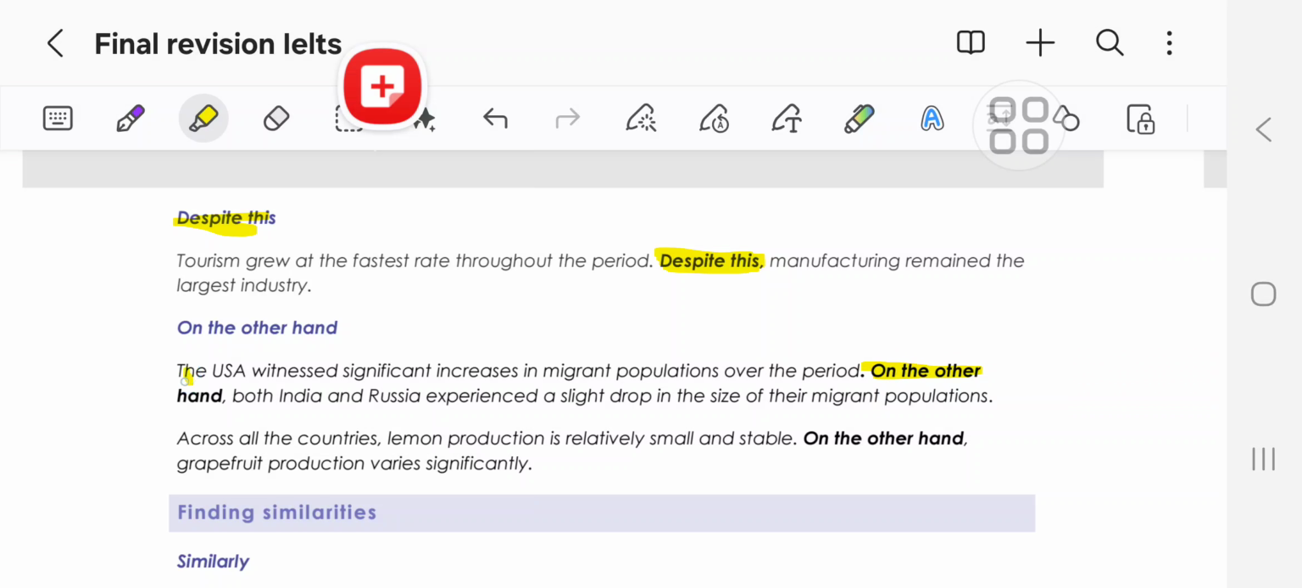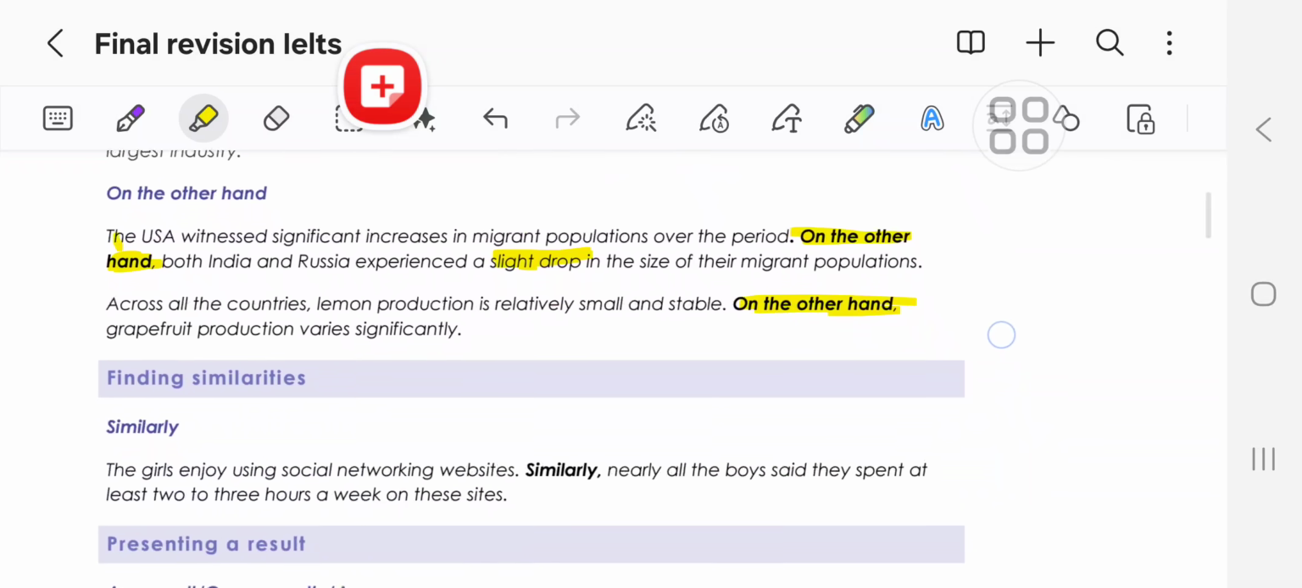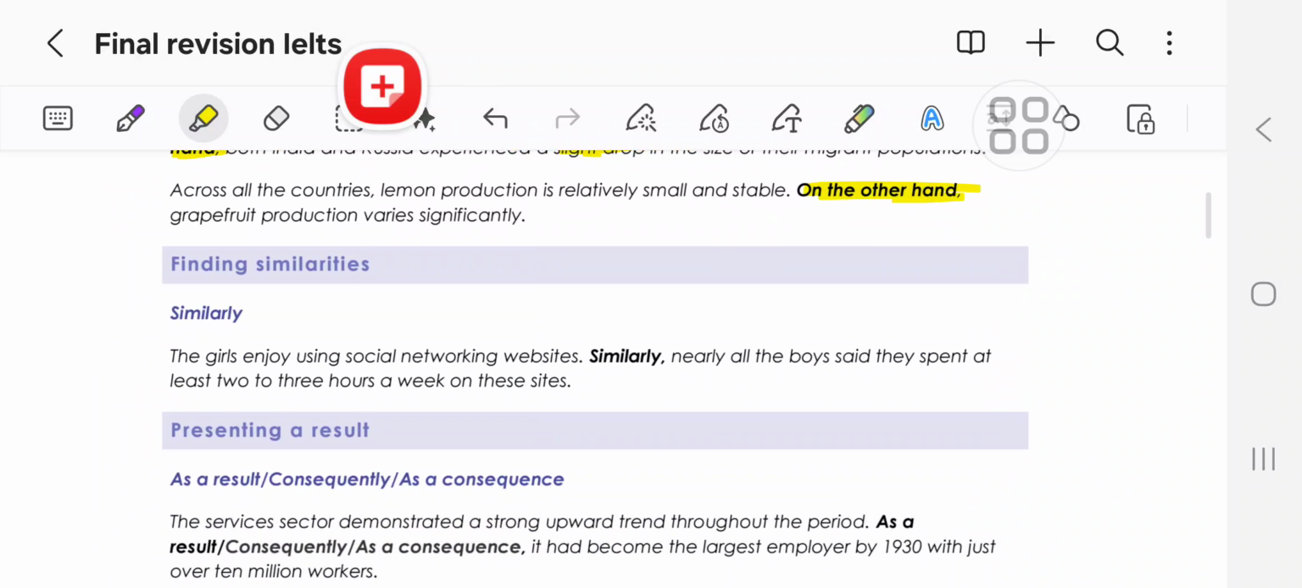On the other hand, full stop, and then "on the other hand", comma, both India and Russia experienced a slight drop in the size of their migrant population. Across all the countries, comma, lemon production remained relatively small and stable. On the other hand, comma, grapefruit production varied significantly. Okay. Similarly, girls enjoy using social networking websites. Similarly, comma, nearly all boys say that they spend at least 2-3 hours a week on these sites.